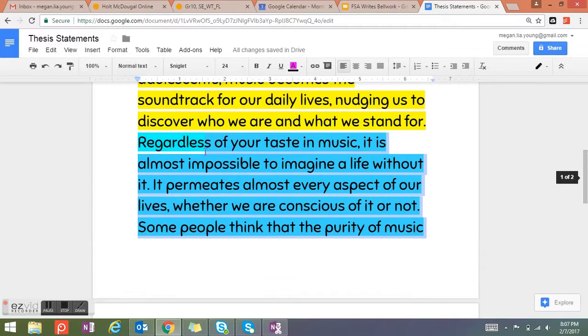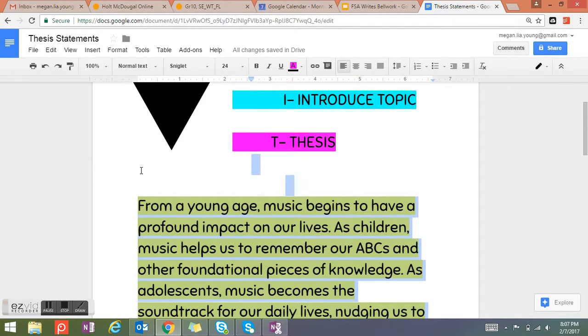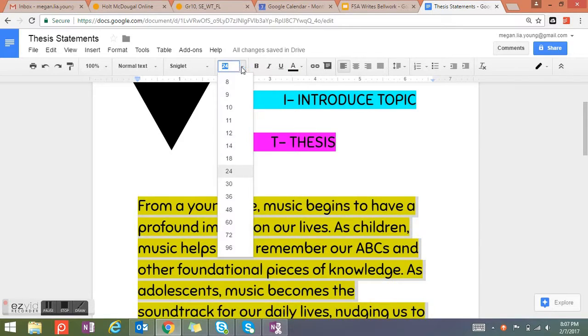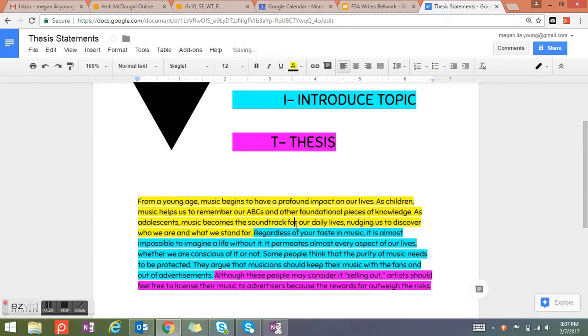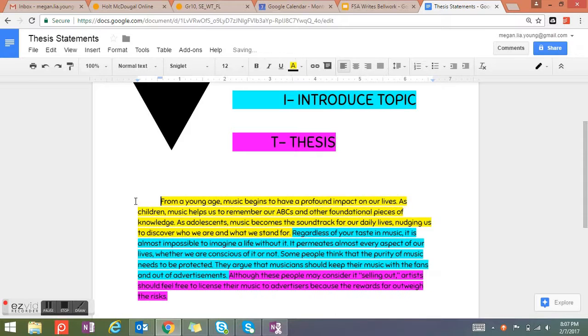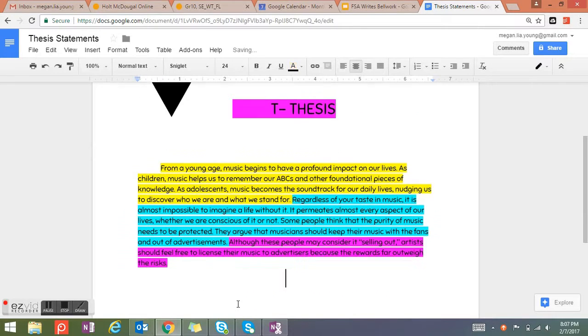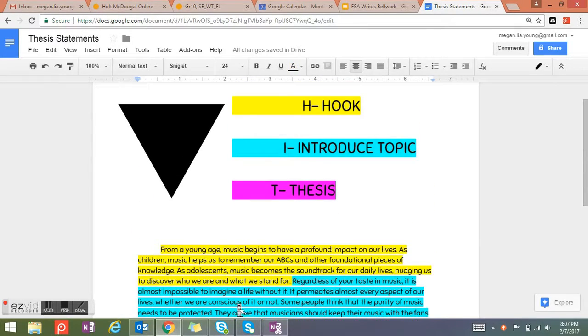So if you look at this thing in its entirety, I kind of use a big font just so it'd be easier to see, but I'm going to make it smaller. So you see that's really not as much writing as you think it is. We have our hook, then we introduce the topic, and then we have a thesis.